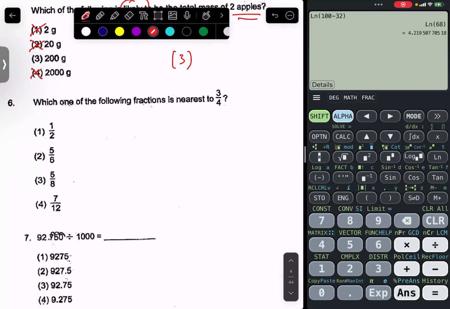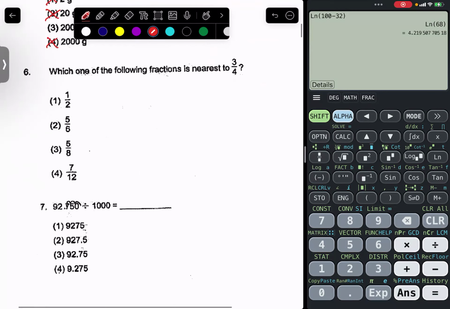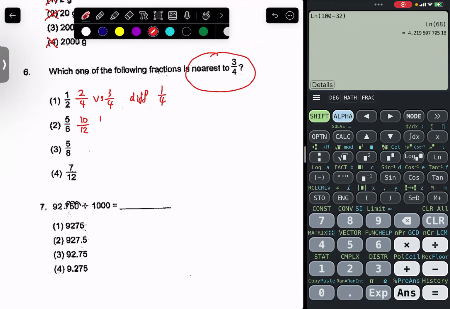Okay, right? Which of the following is nearest to 3/4? This question is tricky. Nearest to 3/4 means you want the smallest difference between the two. If I change this into 2 out of 4 versus 3 out of 4, the difference will be 1/4. For 5 out of 6, if I change it into 10/12 versus 9/12, the difference will be 1 out of 12. So that means option 1 can be cancelled off.